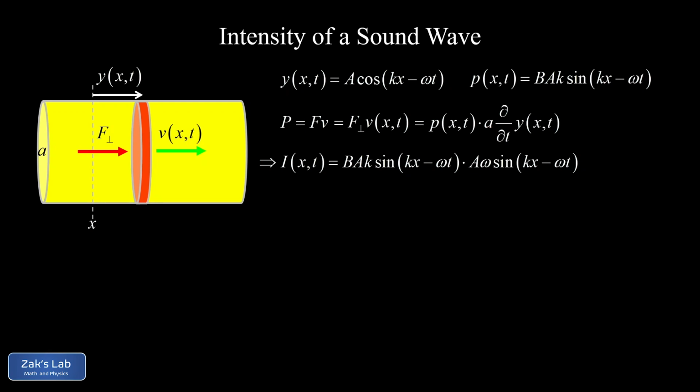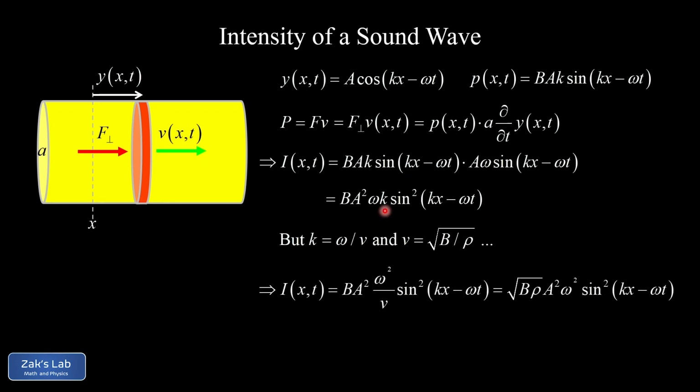So we're just going to clean things up a little and collect those two factors of that sine function. And we also have two factors of amplitude. And we arrive at this expression for intensity, B times A squared omega k sine squared kx minus omega t. Now we want to eliminate the wave number here. And we can do that using the relationship that v is equal to omega over k, which then implies k is omega over v. And we're also going to sub in the fact that the speed of sound is the square root of bulk modulus over density.